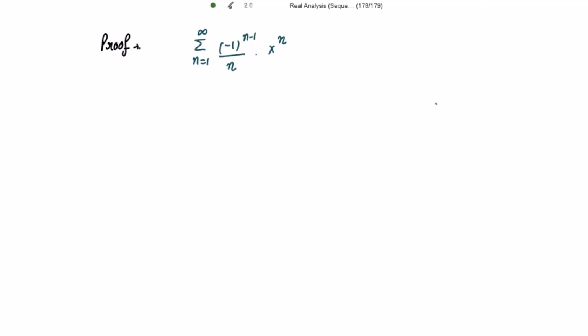This is the given series and we have to show that this is uniformly convergent. For this we are going to use Abel's test. For Abel's test, we need to consider this to be u_n(x) and this to be v_n(x). So let u_n(x) be equal to (-1)^(n-1) divided by n and v_n(x) equal to x to the power n. So what is the first condition for Abel's test? That the infinite sum of this u_n(x) should be uniformly convergent.